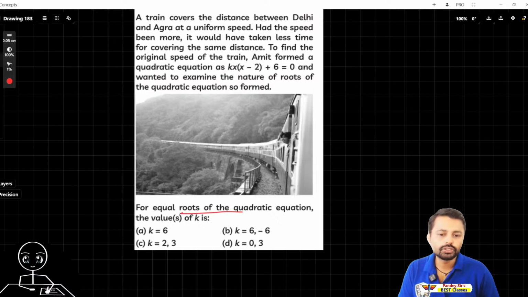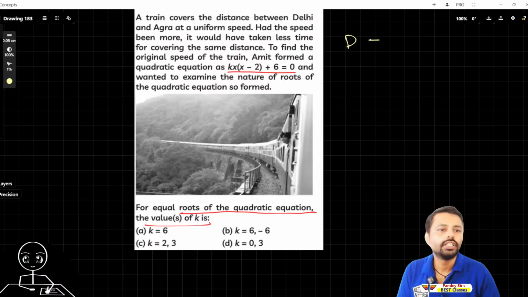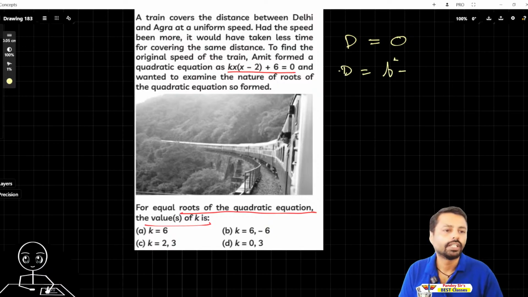For equal roots of the quadratic equation, the value of k is. Now this is an MCQ for 1 mark. So instead of wasting your time, just observe the equation they have given. See what they want to know: equal roots. How will you get equal roots? If D equal to 0. And what is D? D equal to b square minus 4ac. Now in this question, what seems to be b and what we need to form the equation.